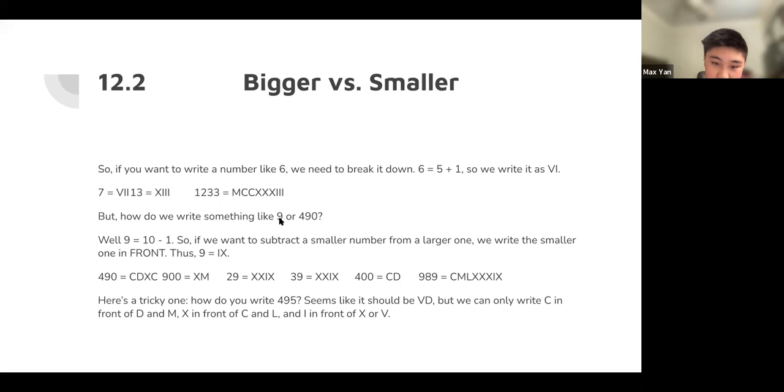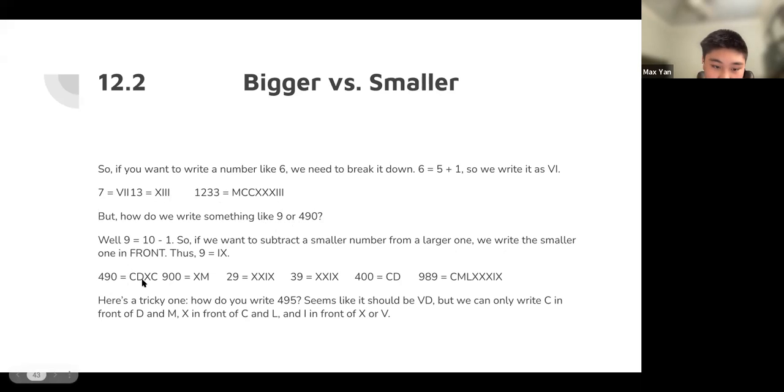But what do we do for something like 9 or 490? 9 is equal to 10 minus 1. So if we want to subtract a smaller number from a larger one, we write the smaller one in front. So 9 is equal to IX. 490 is equal to CD.